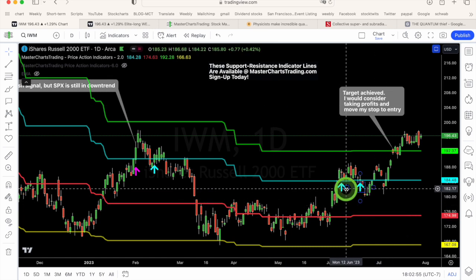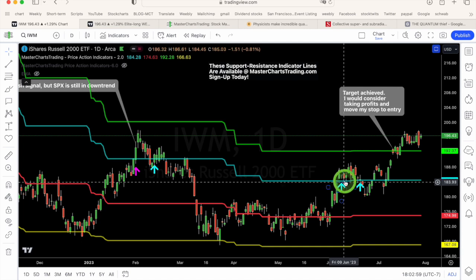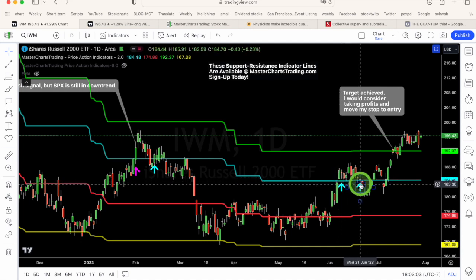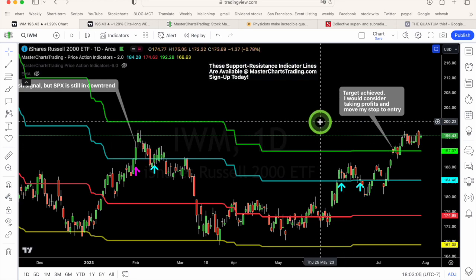Using the indicators is pretty easy to see where to buy, at what level to buy. We just buy on breakout above the blue support resistance line where I'm hovering. It is visually obvious.